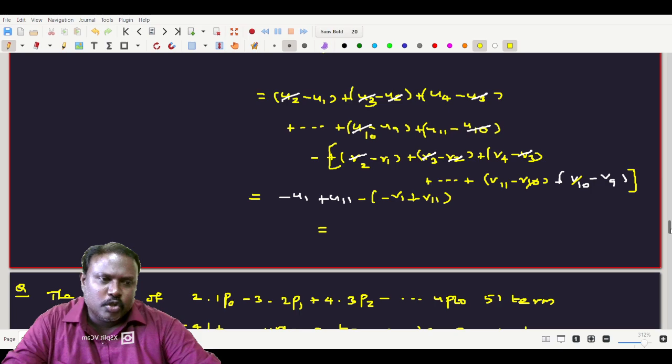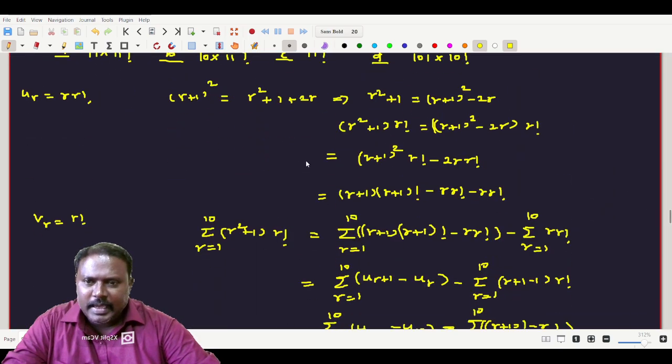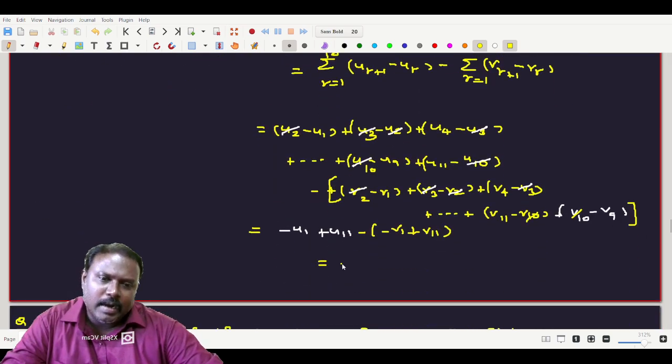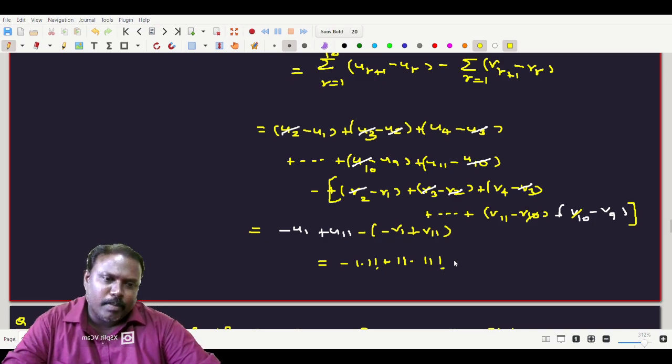u1. What is u1? Here we have set ur equal to r into r factorial. So u1 means minus 1 into 1 factorial, plus u11 means 11 into 11 factorial. This is minus into minus, plus. So this is v1. vr means r factorial, so v1 means 1 factorial, and then here minus v11. v11 means 11 factorial.